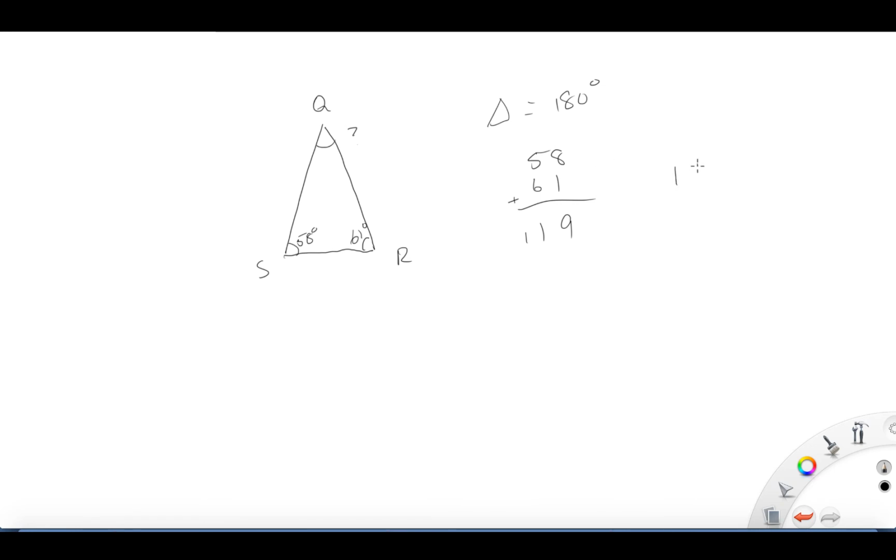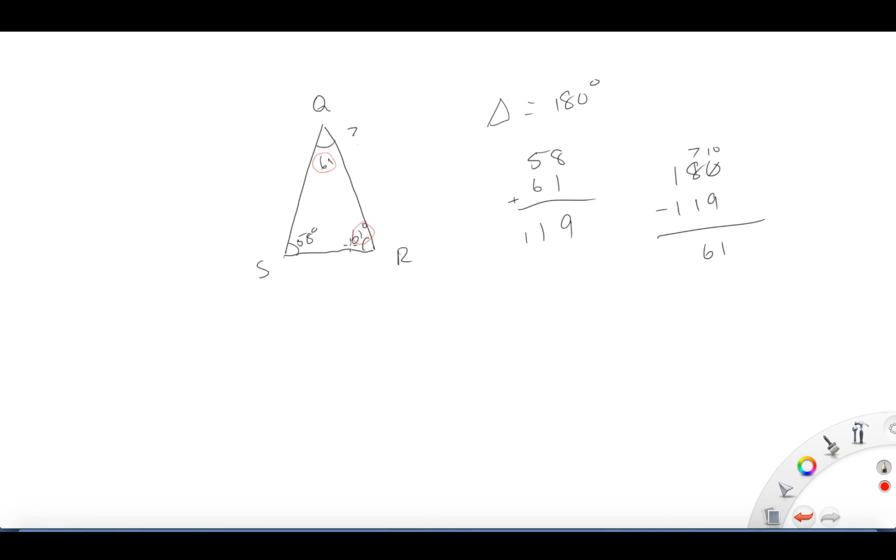So 180 minus 119 gives us what angle? What's the number that we have here? Well, we have to do some subtraction, right? I'll do a little borrowing here, and so we're going to come up with 61. There's our number. Oh, well, look at that. There's a 61 degree angle, and there's a 61 degree angle.